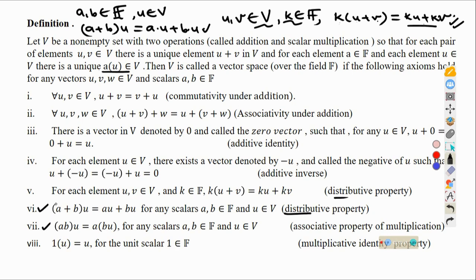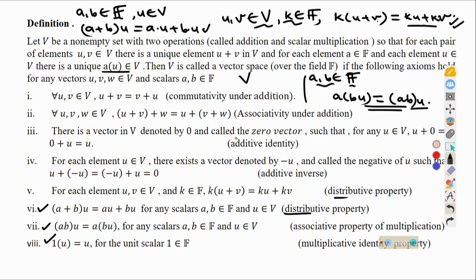Then property number 8, still dealing with two scalars. If you have two scalars A and B, picked from the scalar field which we are denoting by F, and vectors picked from this non-empty set which we are denoting by V, then A into B times u should be the same as AB into u. So when you get A into B of u, you should be able to show that this is the same as AB into u. That is another property.